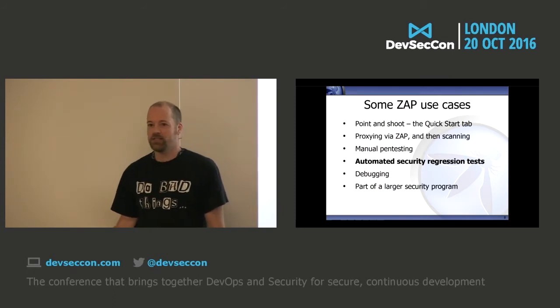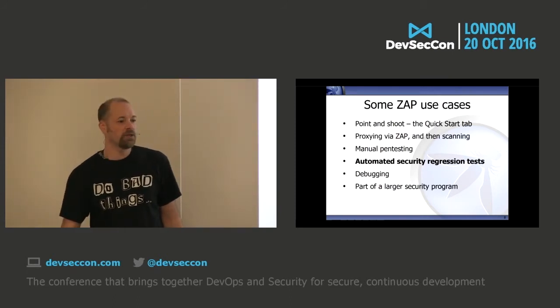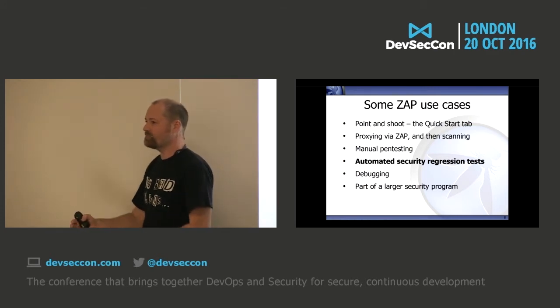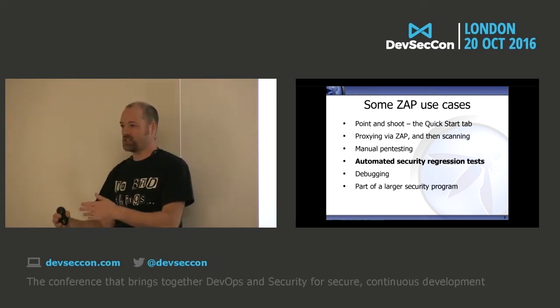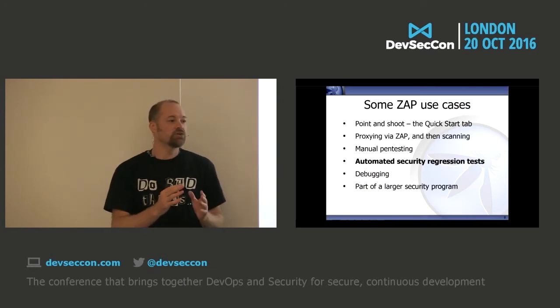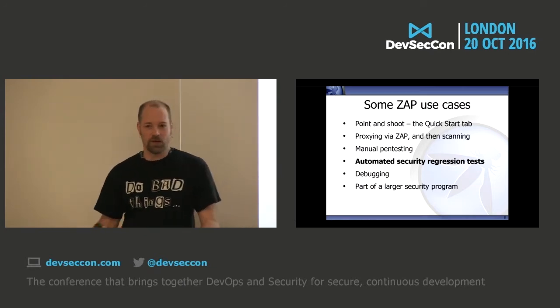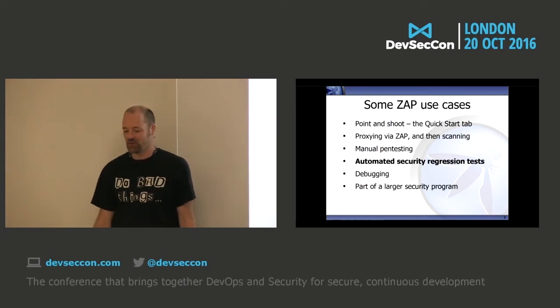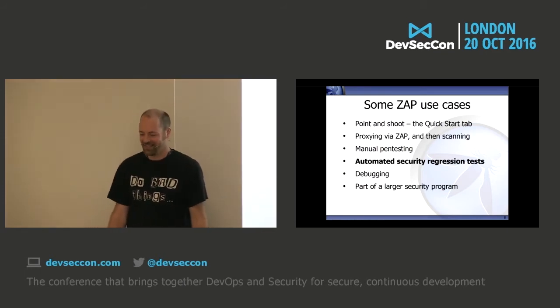Then we've got manual pen testing. We've got manual tools within ZAP. So there's certain vulnerabilities, as I said, we can automate the finding of, but a lot of them, it's much more interesting where the pen tester is actually playing around and trying to deduce manually themselves whether there are problems or not. And then the important one for this talk is automated security regression tests, which I'll be going into more detail.